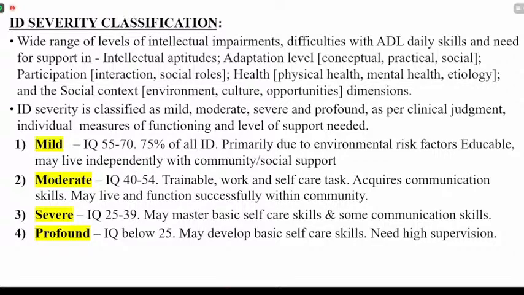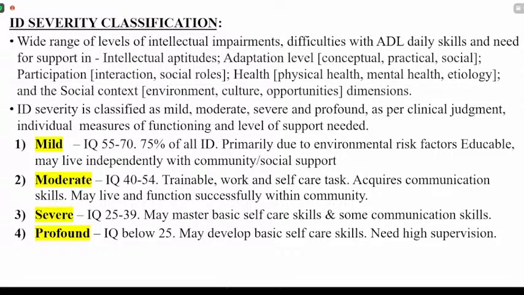So the mild category constitutes most of those with intellectual disability. Some figures say it ranges 80 to 90, some say 85%, some say 75%. So we can say from 75% to like 90% will be people with mild intellectual disability. And the causes in this group mainly are environmental risk factors, usually preventable ones. And these people physically will look like everybody else without any physical abnormalities. They can be educated, and they may live independently with community and social support. So where the environment is intellectual disability friendly, they will survive and even thrive.